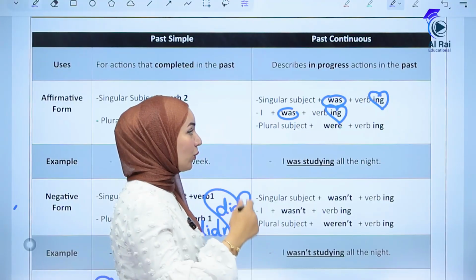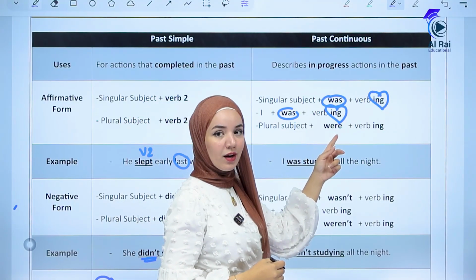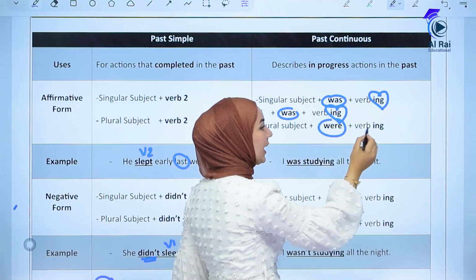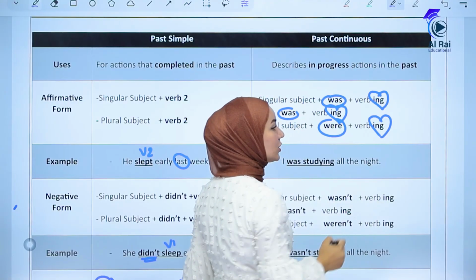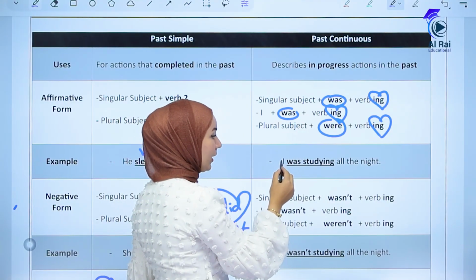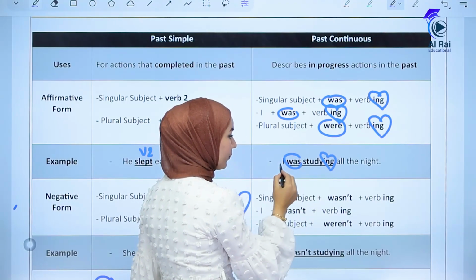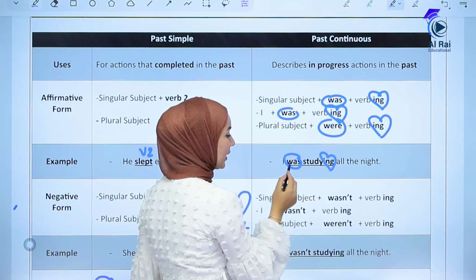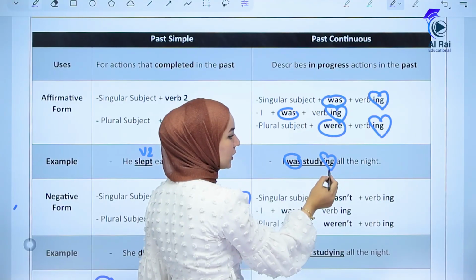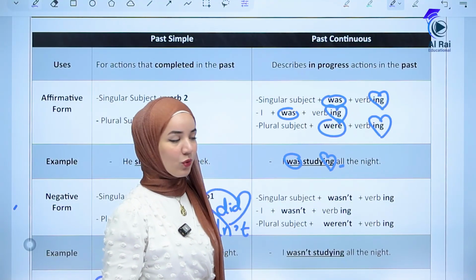So with singular and I, he, she, it, we're going to use the helping verb was and verb ing. Now let's move to the plural subject. With plural, I need to use were. So was for singular and were for plural. And of course, I'm going to use ing with the verbs. Let's see an example. I was studying. I used was with I plus verb ing, all night. All is a keyword for past continuous.